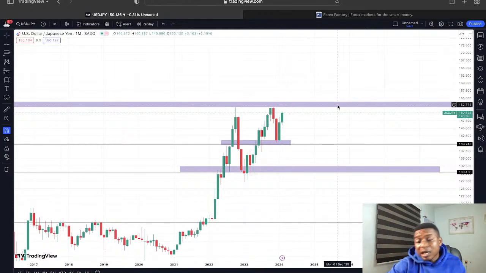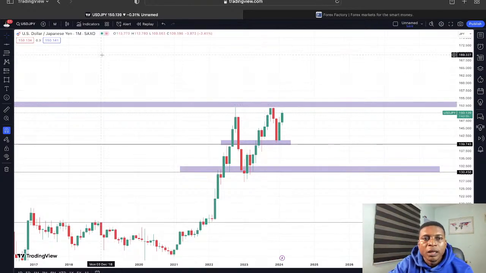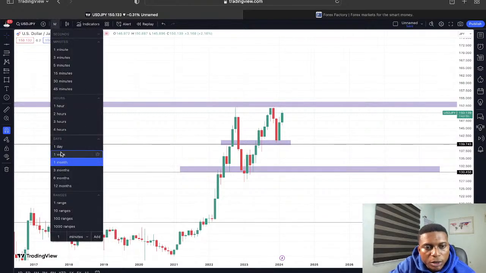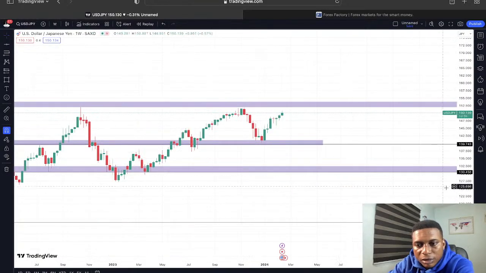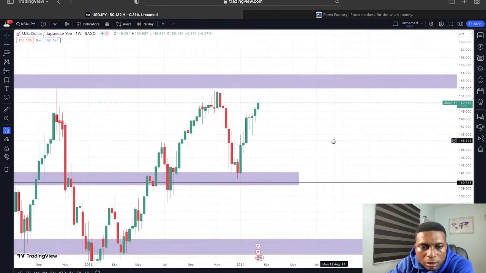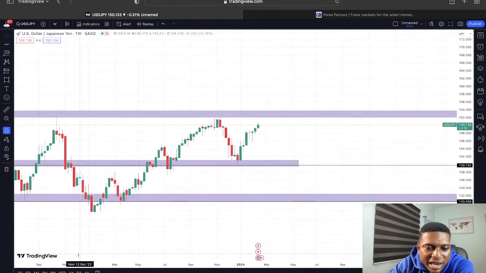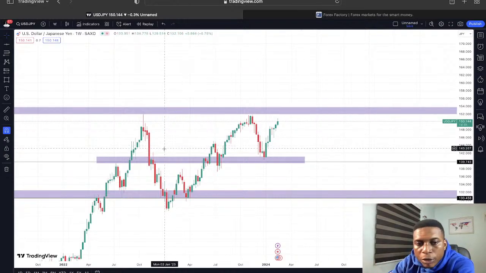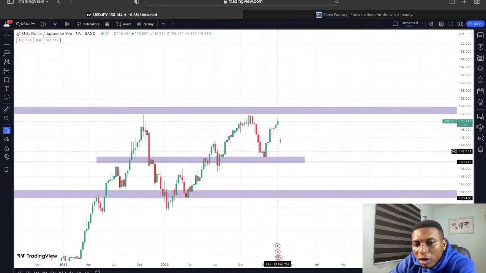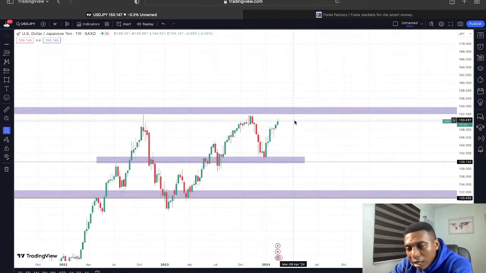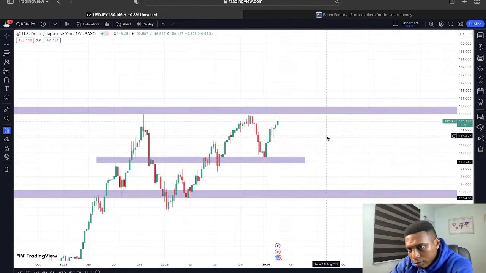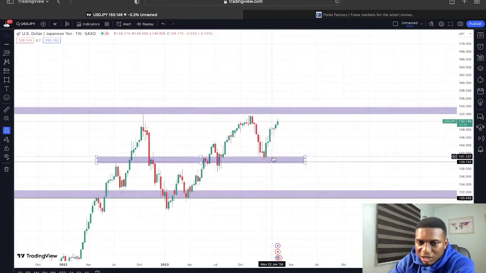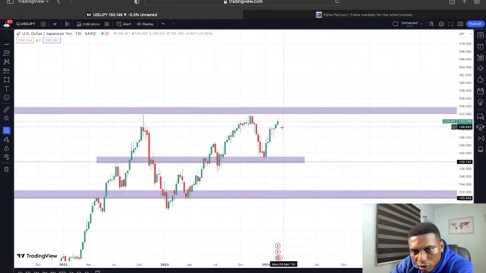Now there are two things that can happen, and we are going to look at that when we take our next step into the weekly time frame. The weekly time frame is giving us a very clear picture of investors' and traders' decisions, because now there is more interest in the US dollar than in the Japanese yen. That is why you are seeing price continuously going up.